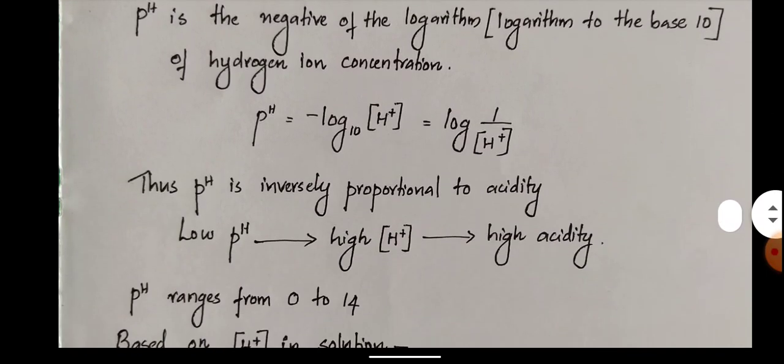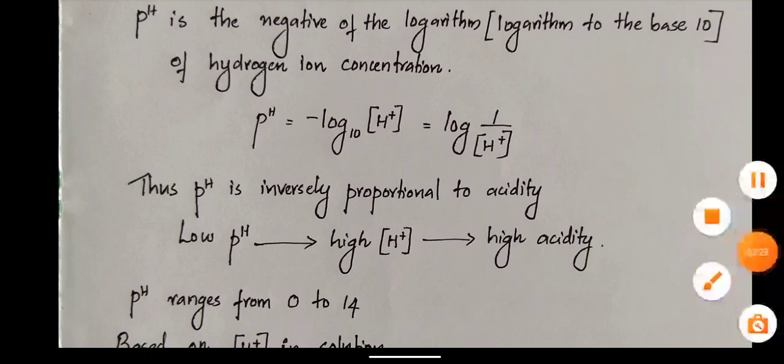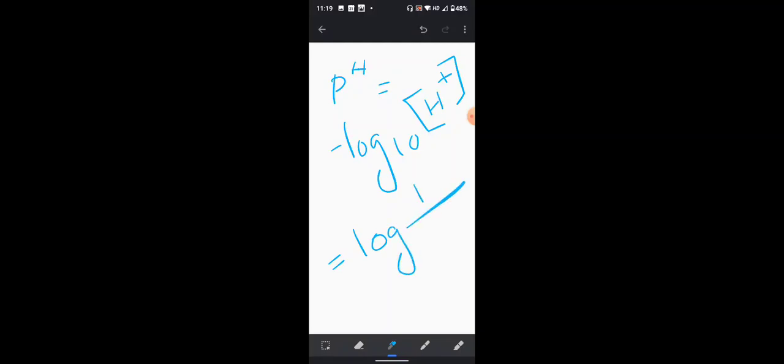The pH is the negative of the logarithm, that is logarithm to the base 10, of hydrogen ion concentration. pH equals negative log to the base 10 of hydrogen ion concentration, which equals log 1 by H plus.